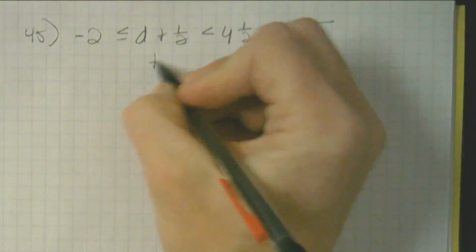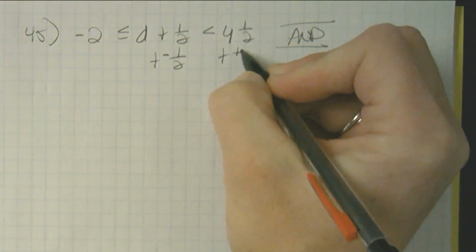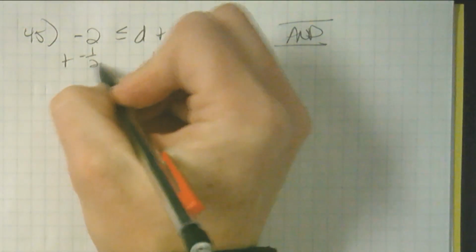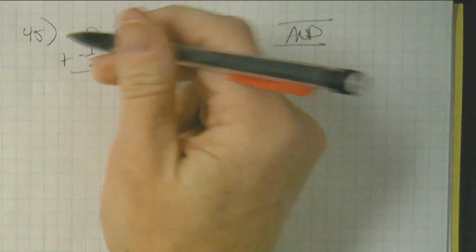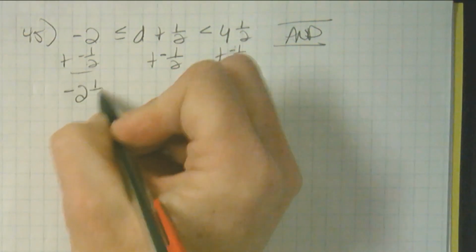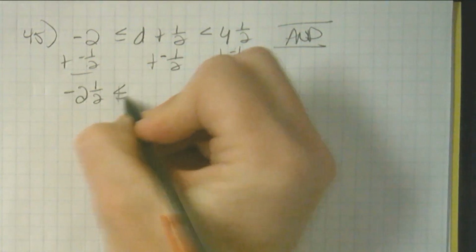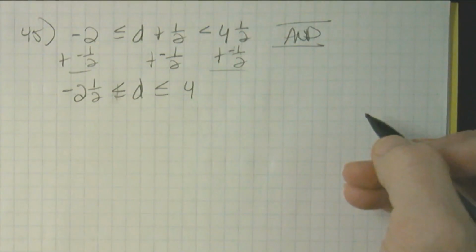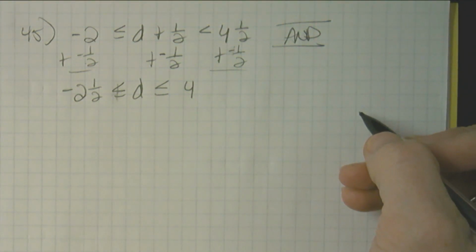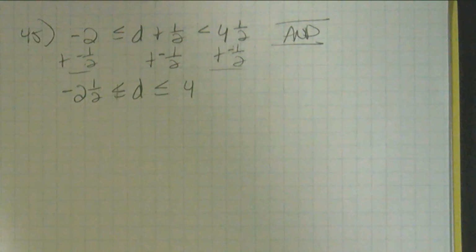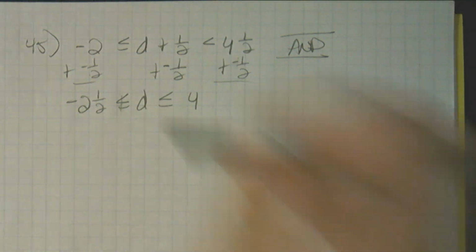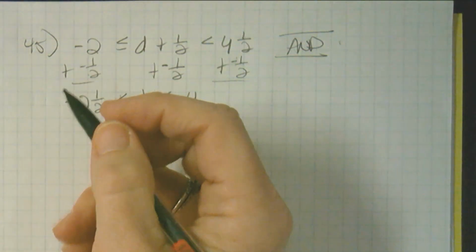So Chris, I need to add a -1/2 to everything. To all three sides. Well, -2 plus a -1/2 is a -2 1/2, is less than or equal to d, which is less than or equal to, well, 4 1/2 minus a 1/2 is simply 4. Are you cool with that? Peter? Thank you. All right, let's take a look at 61.